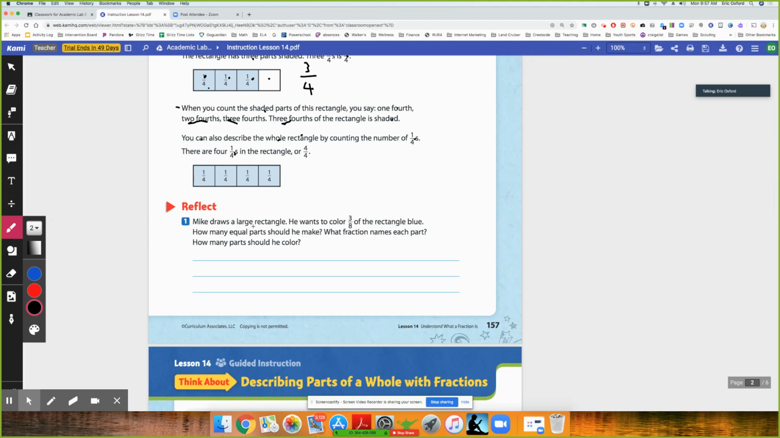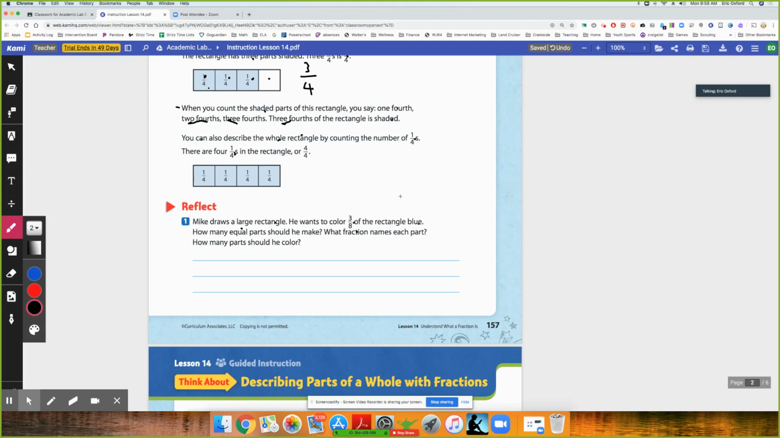Mike draws a large rectangle. He wants to color 3/8 of the rectangle blue. How many equal parts should he make? What fraction names each part? How many parts should he color?